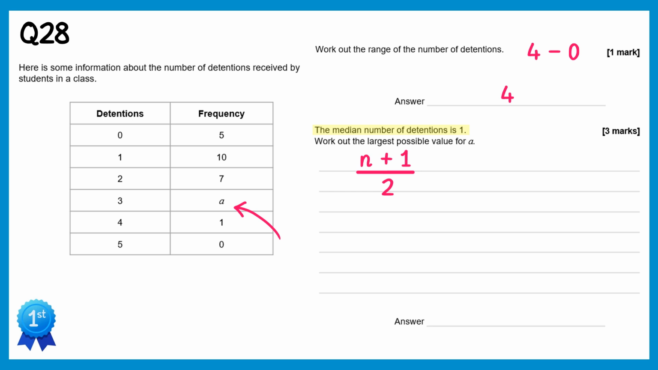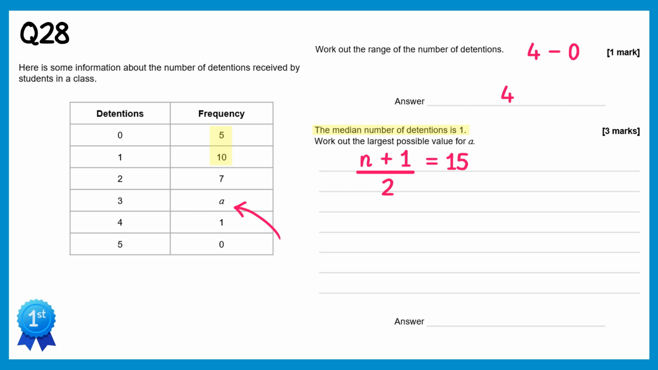Since we want to make A as large as possible, it will actually be the last person from that group. So if we add up how many people we have up to that point, we've got the 5 people with 0 detentions and the 10 people with 1 detention, so there are 15 people. So the last person in that group that had 1 detention would be the 15th person. So we want n plus 1 over 2 to be the 15th person.